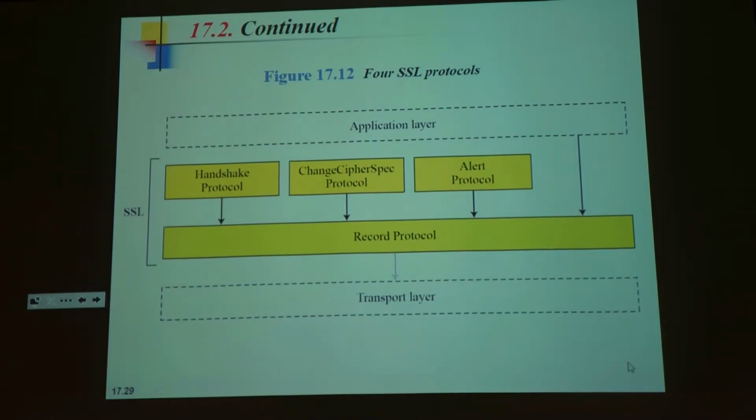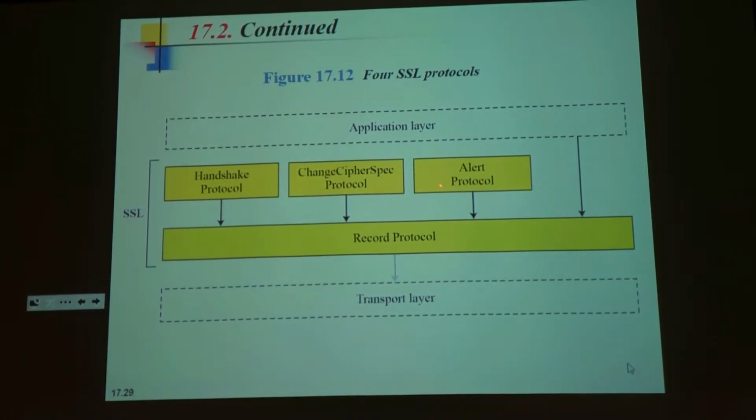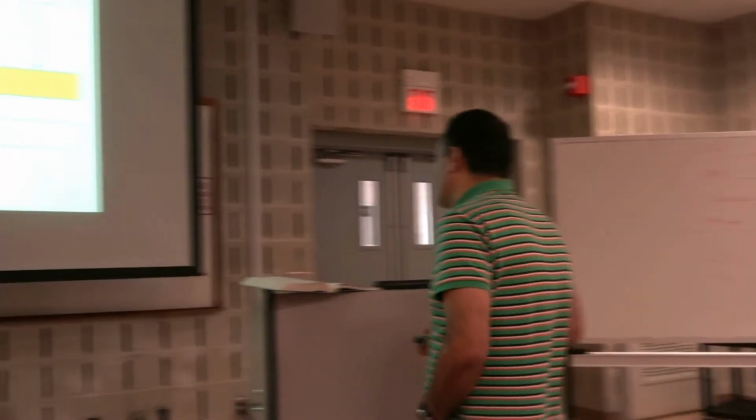So you could go from the application layer directly to the Record Protocol, and these three go to the Record Protocol, and then to transport. So you see four paths. We need to take a look at these four protocols, how they work and what they do.